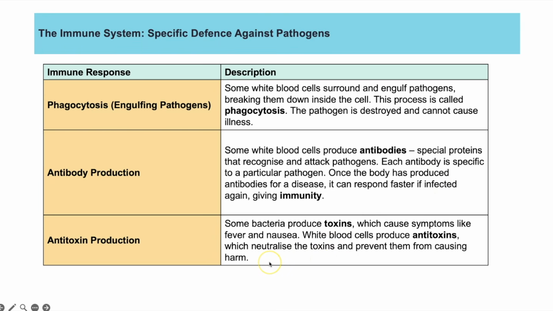So here we have that information I was just saying now written out. So if you want to pause, take a screenshot, you can then add that into your notes or turn it into flashcards. Those extra details going through what phagocytosis, antibody production, antitoxin production are, and how they help to destroy pathogens.